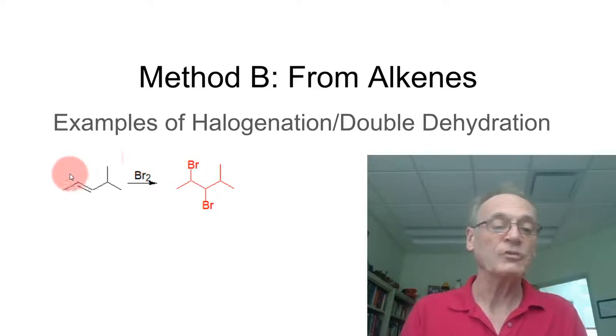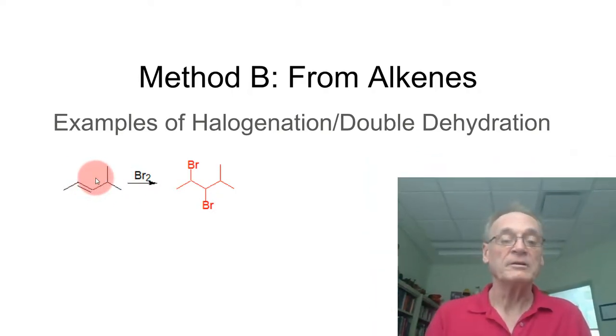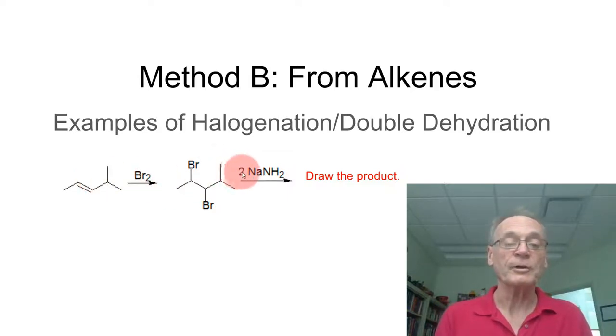And there it is. We're just going to add two bromines across a double bond. I drew one up and one down just because it's more convenient on a stick figure to do it that way, but it really doesn't matter what the stereochemistry is. Then we're going to add the two equivalents of sodium amide. So go ahead and draw the product of that reaction.